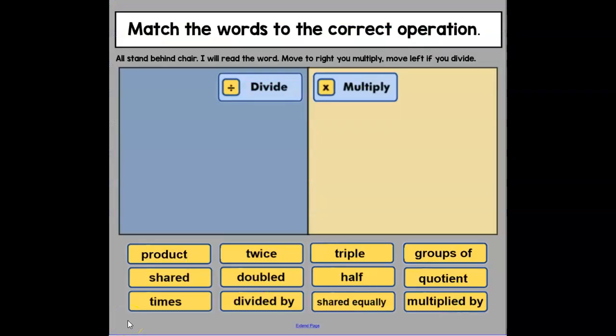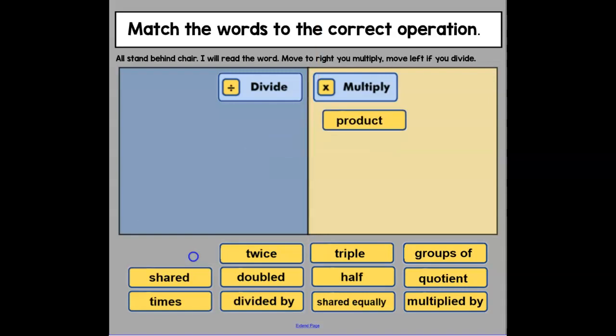Now we're going to talk about words that show division or multiplication. So you're going to match the words to the correct operation. So everyone's going to stand up behind their chair, push in your chair. When I read a word, you're going to move to the right of your chair if you multiply, just because multiply is on the right-hand side of your screen, or you're going to move to the left if you think you divide. Okay, so here we go. Our first word is product. Would I multiply or divide, move?